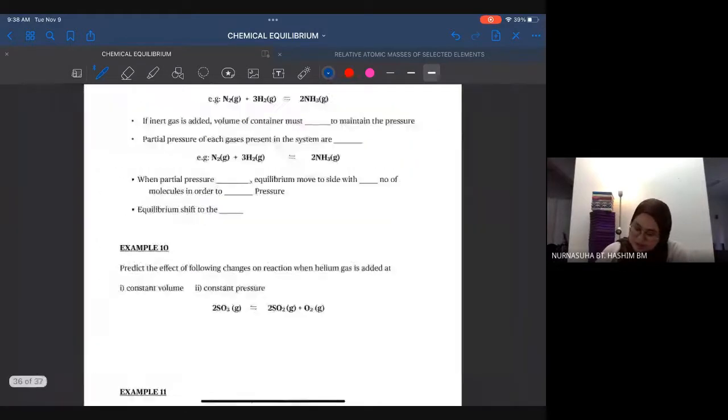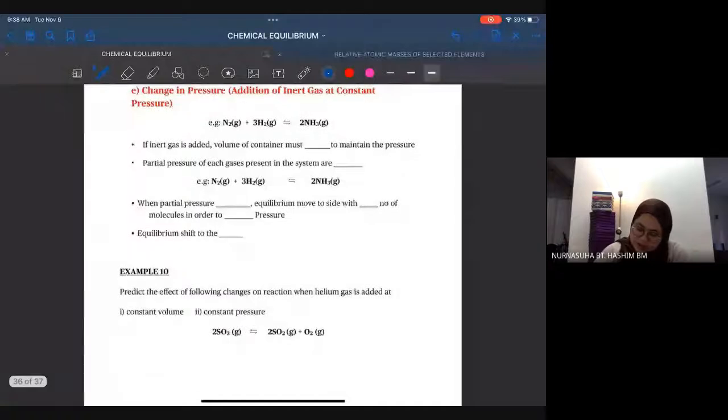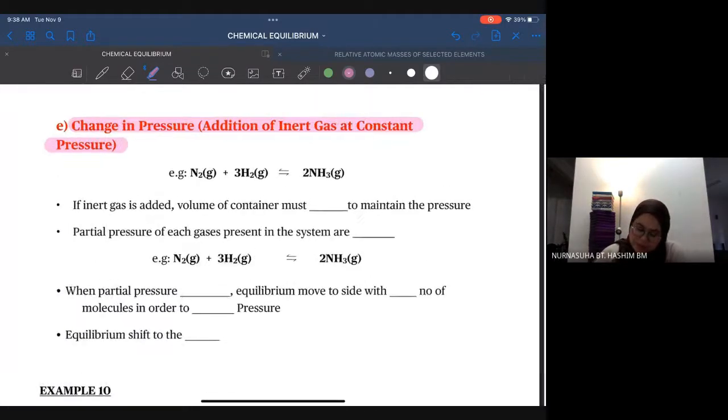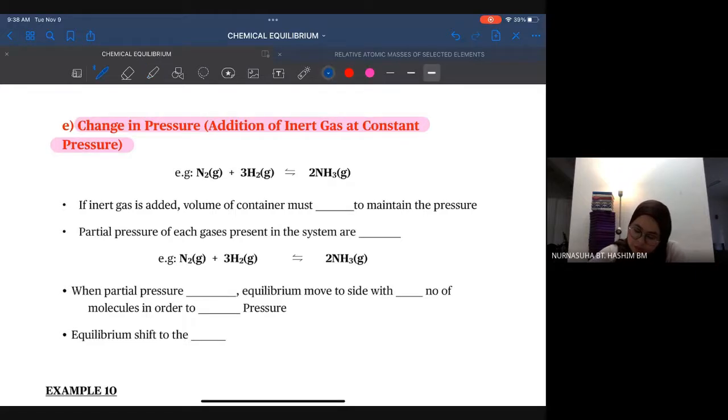Okay, next, E. Change in pressure. Okay, addition of inert gas at constant pressure. Okay, now, apa beza dengan yang tadi? Okay, now I have a container. Inside this container, I have nitrogen, H2, and ammonia. Okay, this is at equilibrium.